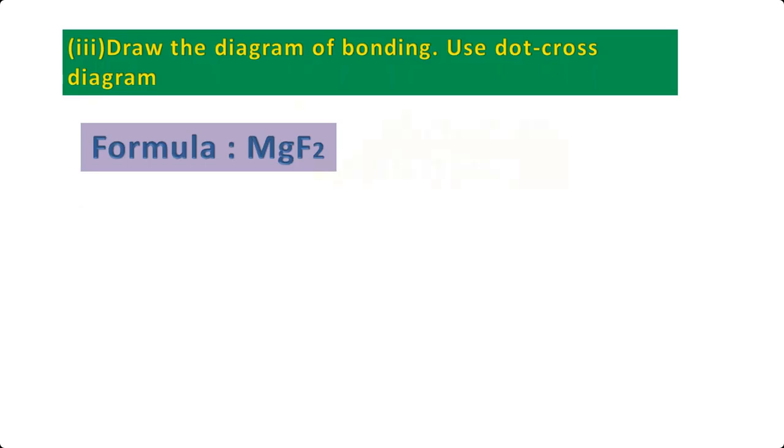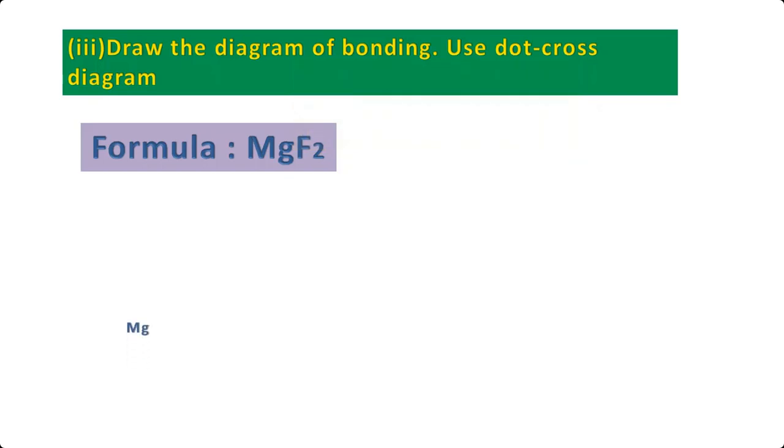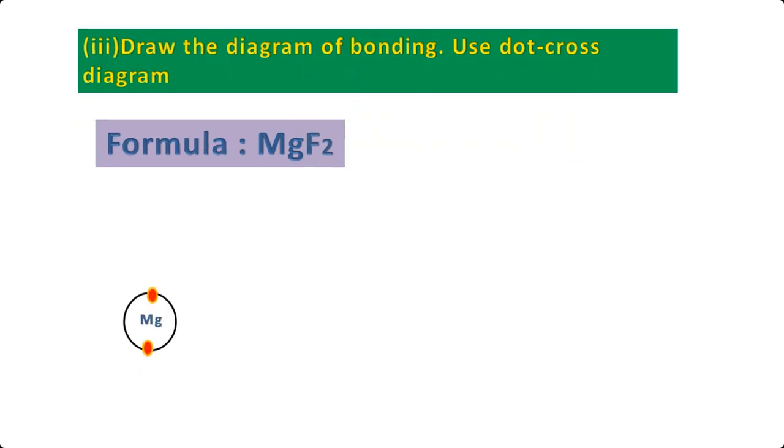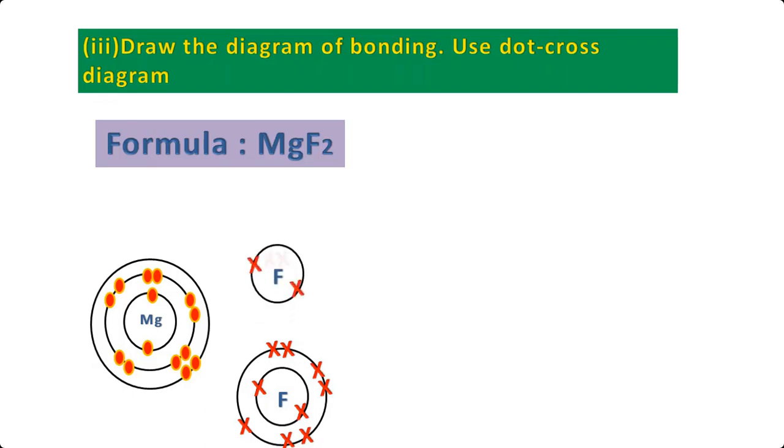And now, how to draw the diagram of bonding? Okay, the formula is MgF2, and magnesium has 12 electrons, fluorine has 9 electrons. So let's start drawing the magnesium atom. The first shell's capacity is 2 electrons, and then we put 8 electrons in the second shell and 2 electrons in the outer shell. F2, which means we have to draw 2 fluorine atoms. The first shell's capacity is 2 electrons, as we see, and we have 7 electrons in the outer shell. So we draw another fluorine atom.